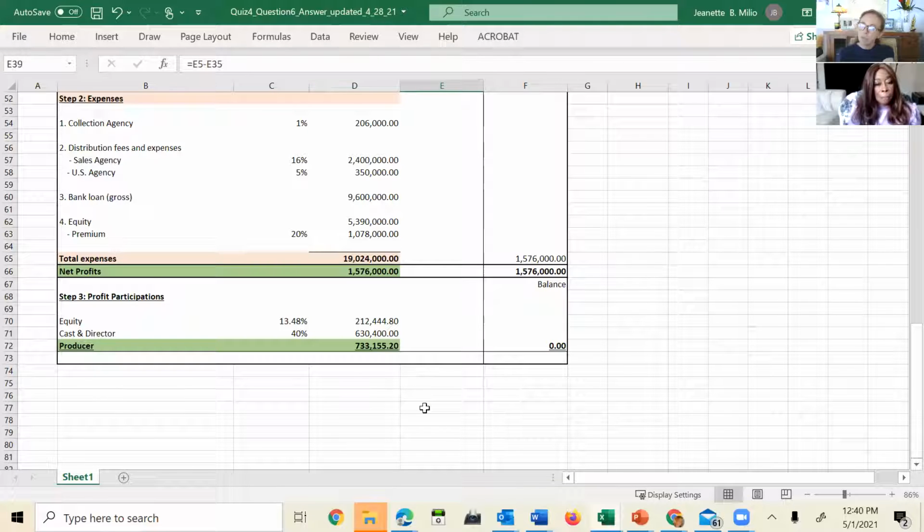So I put that in there, and then 13.48% of 1.576 million is 212. And then the cast and director wanted 40%. So altogether, after I pay these people, I am left with 733,154.20. That's all that's happening here.